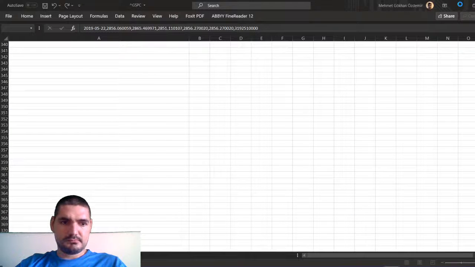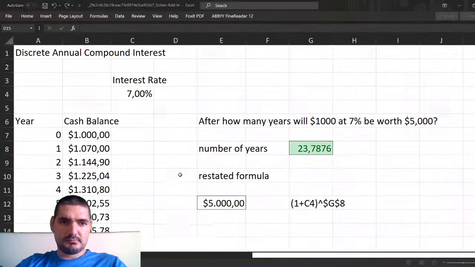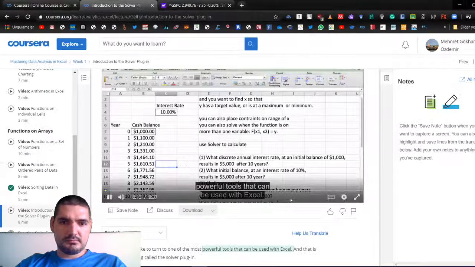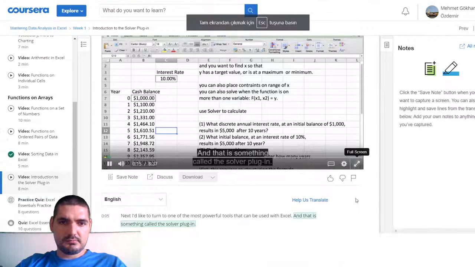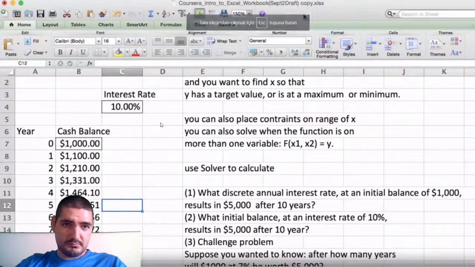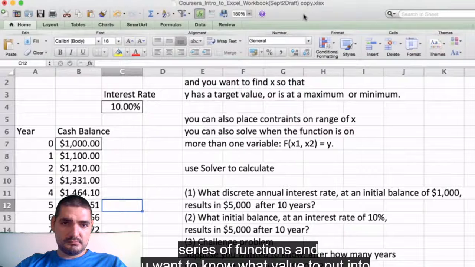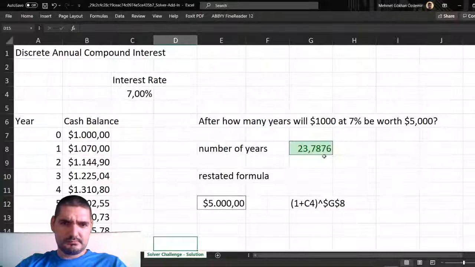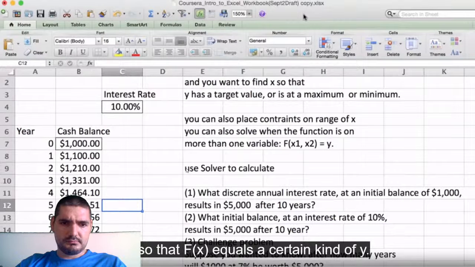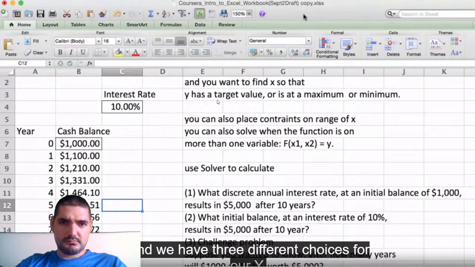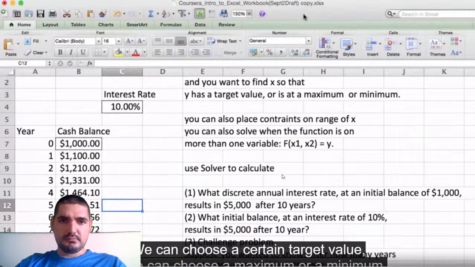Next, I'd like to turn to one of the most powerful tools that can be used with Excel, and that is something called the Solver plugin. The Solver plugin is useful when you have a function or series of functions and you want to know what value to put into x so that f of x equals a certain kind of y. And we have three different choices for our y. We can choose a certain target value, or we can choose a maximum or a minimum.